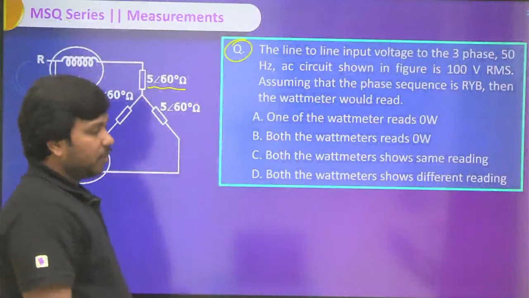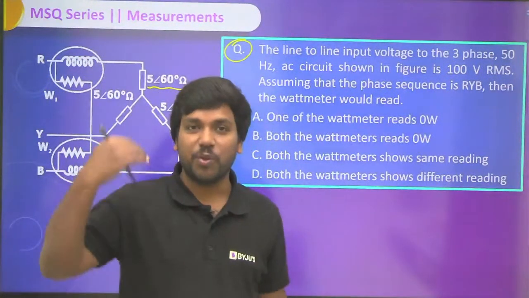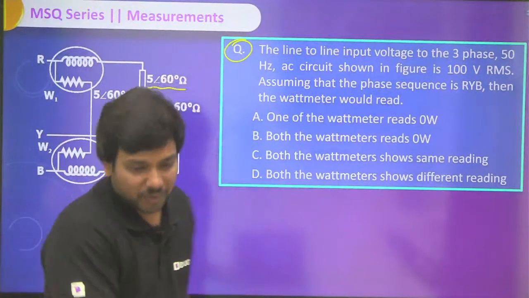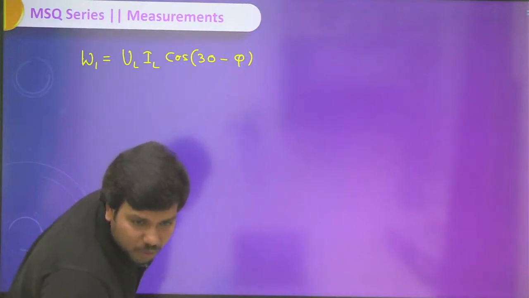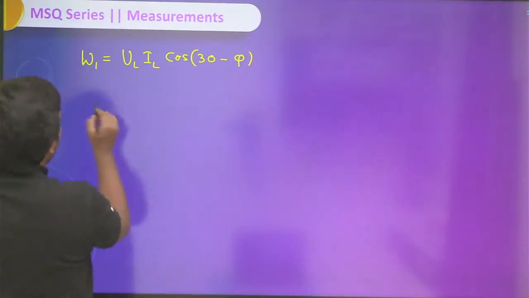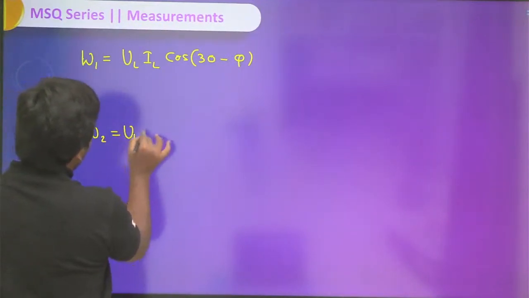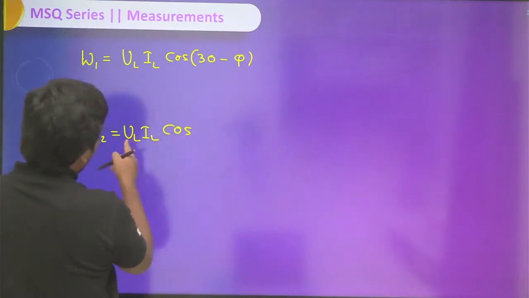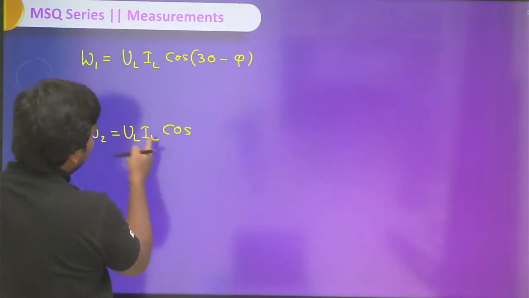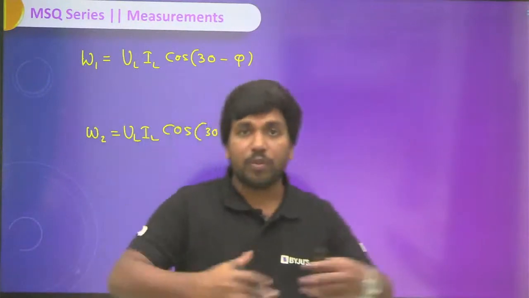And again, if you want to know how it is, obviously it's a lengthy concept. You have to go through the regular classes only. No other option, right? So excellent. I'm seeing a new student, Shobhan Kumar, very good. So W1 is this, and W2 is equal to VL into IL, line voltage into line current. This is not load voltage or load current. This is line voltage into line current, cos of 30 plus 5. So these are considered as the wattmeter readings for both the wattmeters, correct?